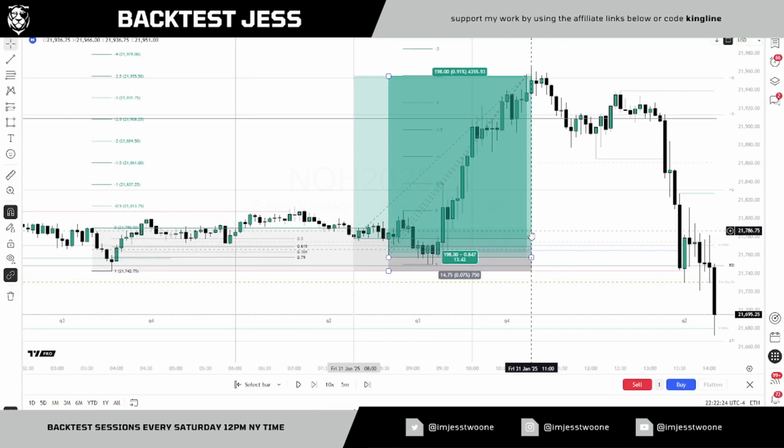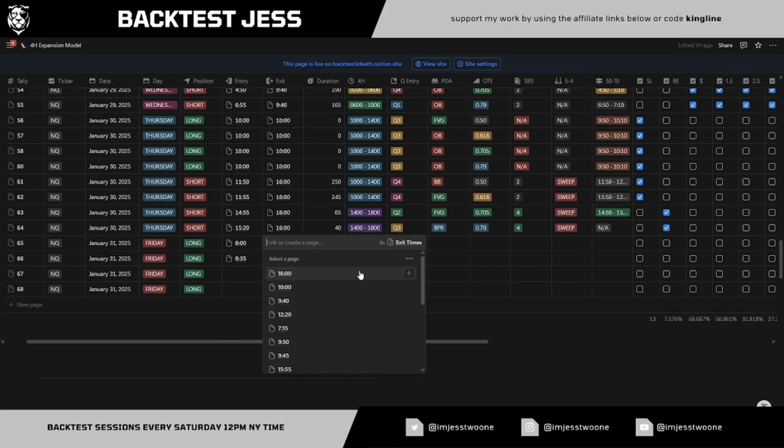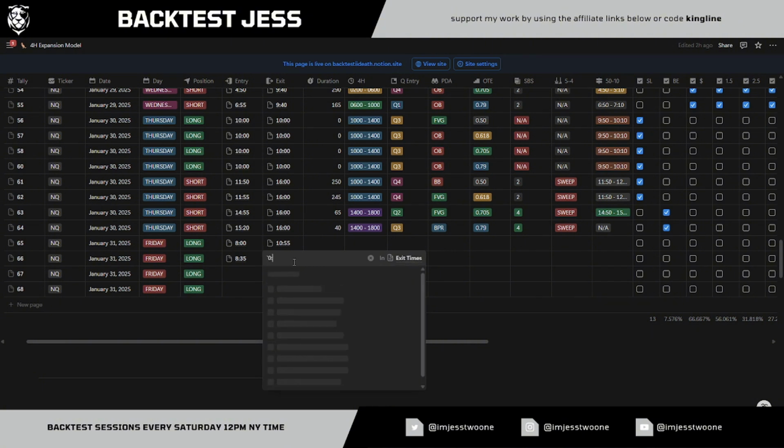We'll do the exits first, actually. All exited at 10:55 in the macro. Definitely learning from this backtest that macros are also a good place to exit, which I actually didn't consider before. I only considered that they were good places to enter.